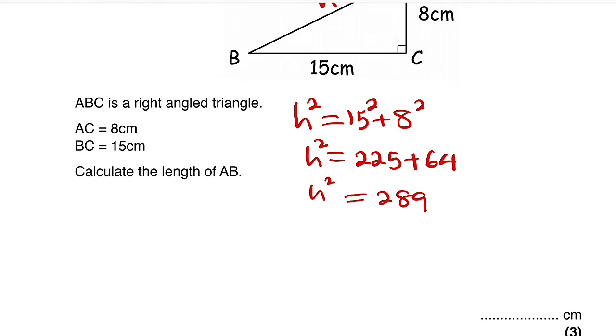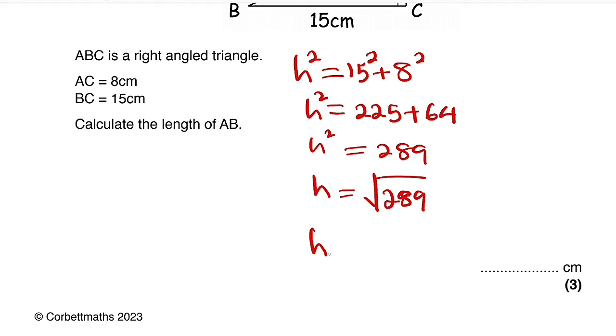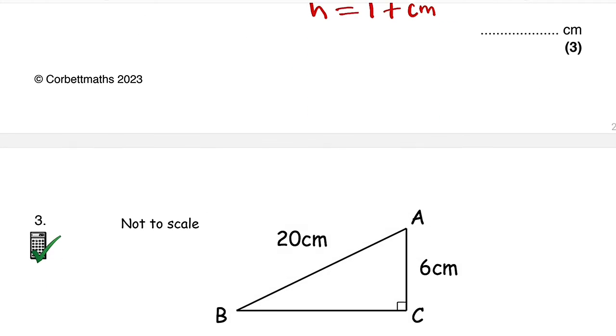So to find H, we are going to take the square root of both sides. Remember that we are dealing with side lengths, so do not attach plus or minus here because all side lengths are positive. The square root of 289 is 17. Hence, the hypotenuse is 17 cm. As simple as that. Let us move to the next question.